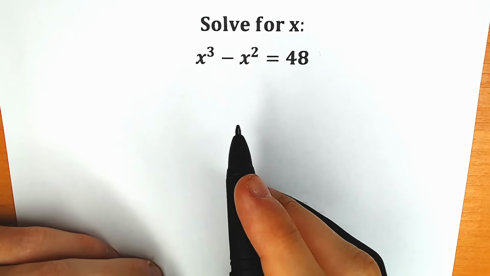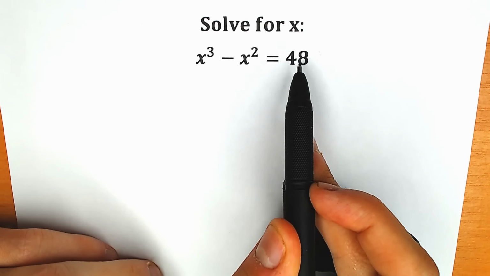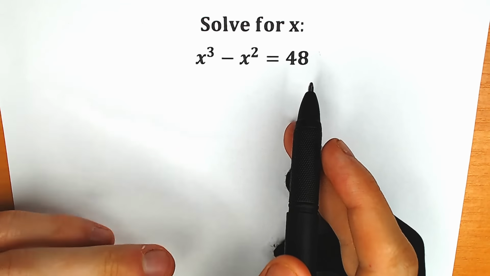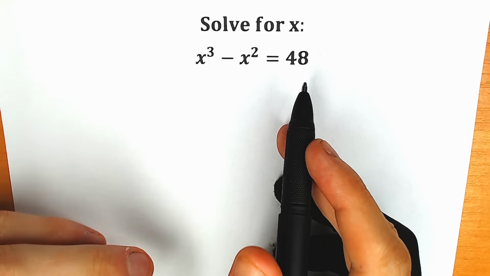Hi Mathematics. Today we have a very interesting question: x cubed minus x squared equals 48, and we need to find our x. If you have your solution, your answer, you can also write your solution down in the comment section and then we will check your answers.